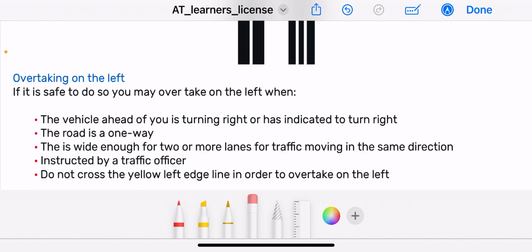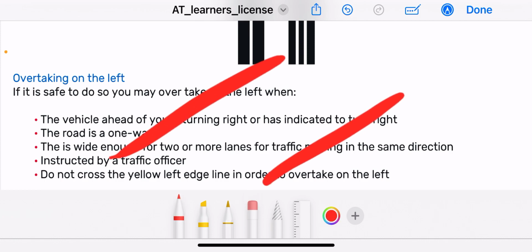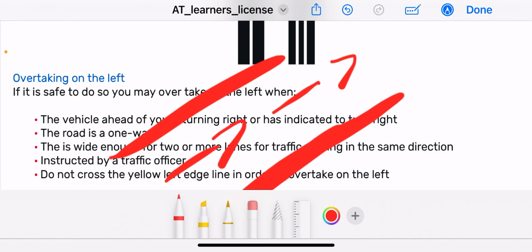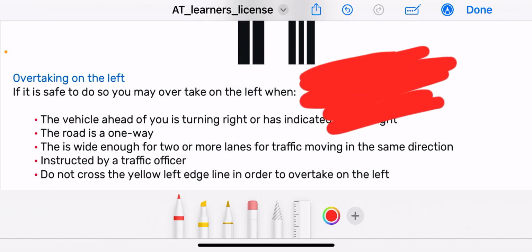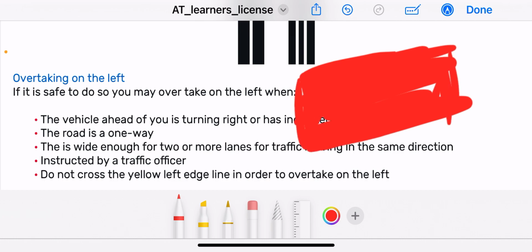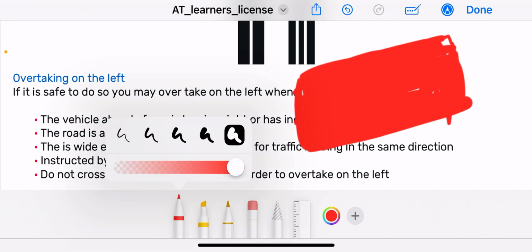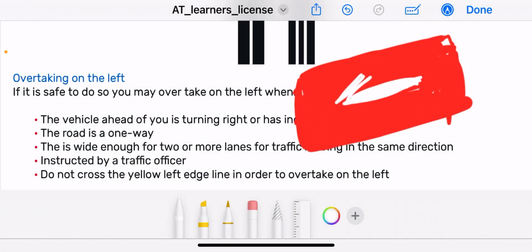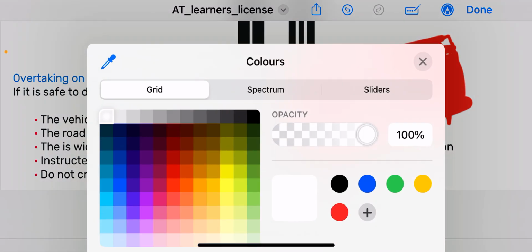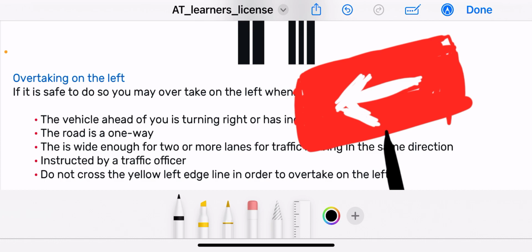Right. If the road is one way, we mean all traffic is moving in one direction. How do you see a one-way road? There is a board like this that indicates a one-way road. It's a red rectangle like this, and then the sign is like this. Okay? This sign indicates a one-way road. It says this road is one way. So if it's a one-way road, then you can overtake on the left.